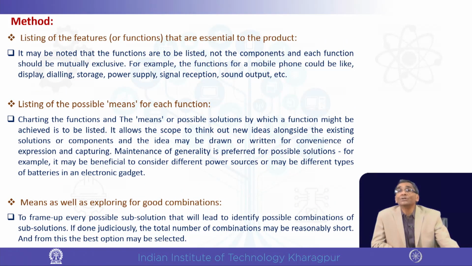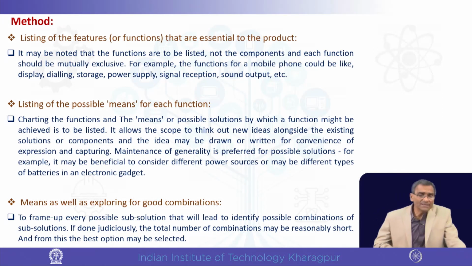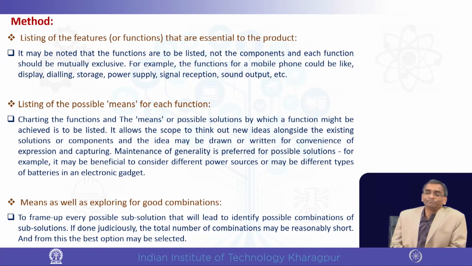So, now I will just go into the method, then I will go to the charts. The method is rather simple. The method says: list the features or functions that are essential to the product, as I was just telling you. So, basically the functions are to be listed. For example, the functions of a mobile phone would be display, storage, power supply, signal reception, sound output, etc.